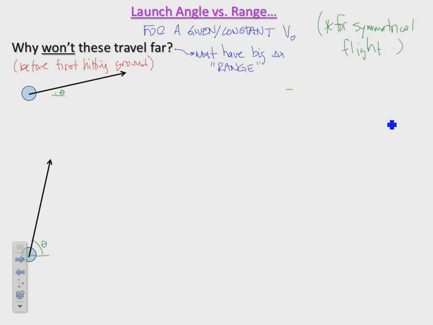And why not? Well, we can tell why not if we look at the components of this object's initial velocity, or if we look at the components of this object's initial velocity.